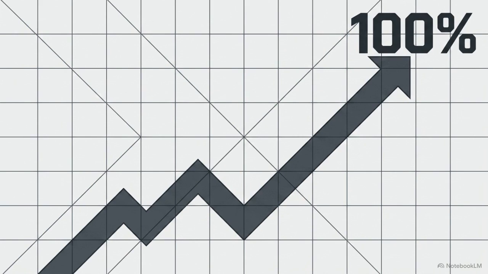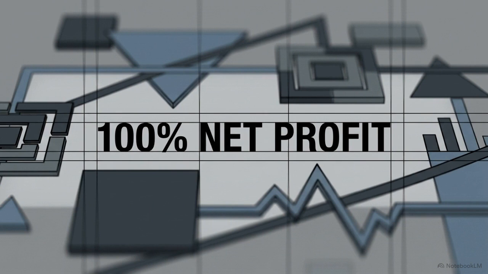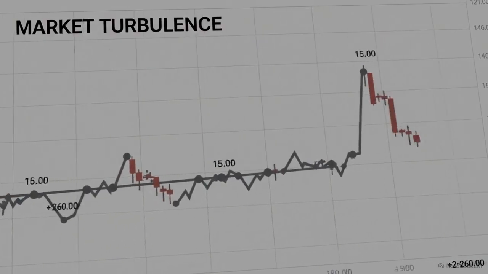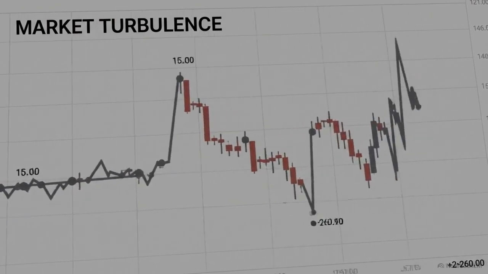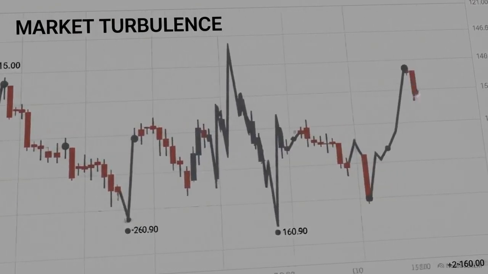Evaluating a strategy based entirely on that final profit number is risky. A high return in a vacuum hides the severe market turbulence your portfolio had to endure to get there.